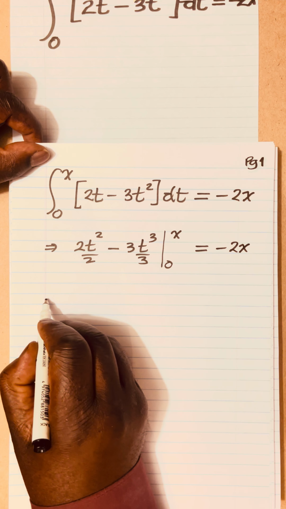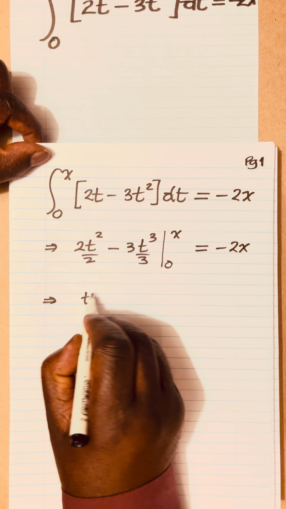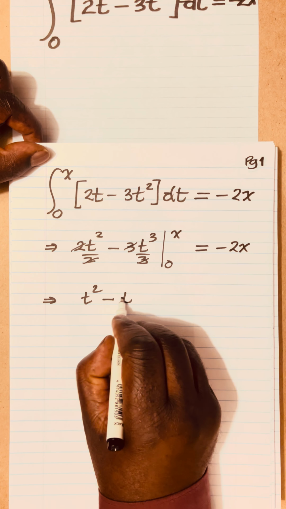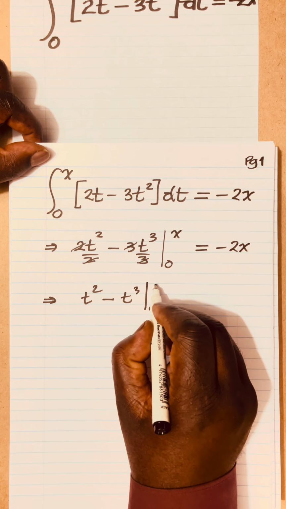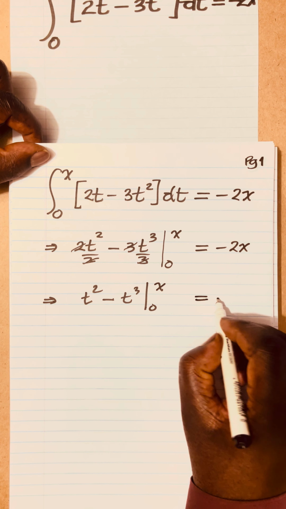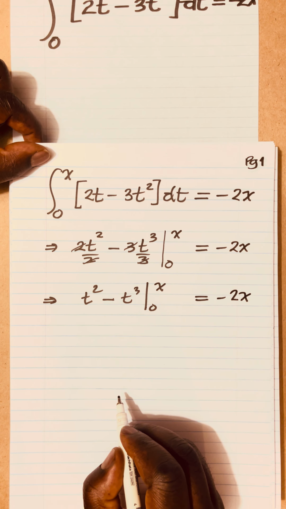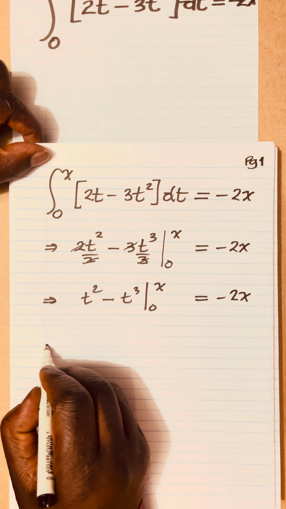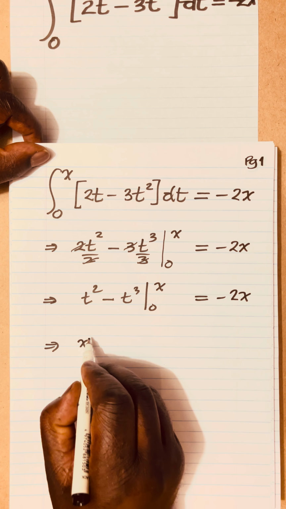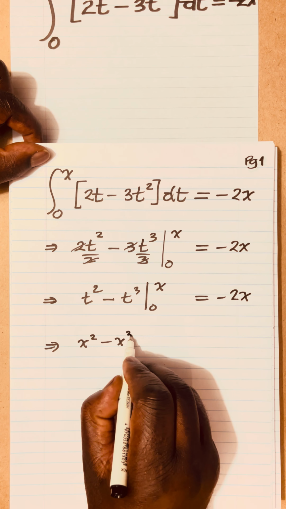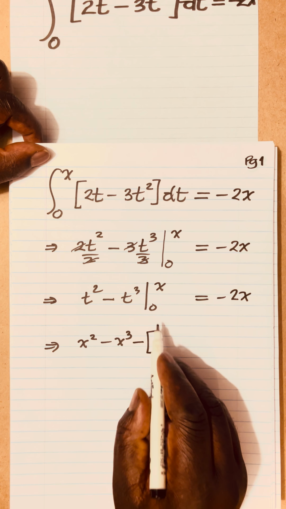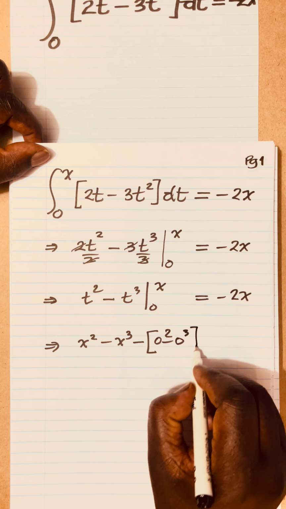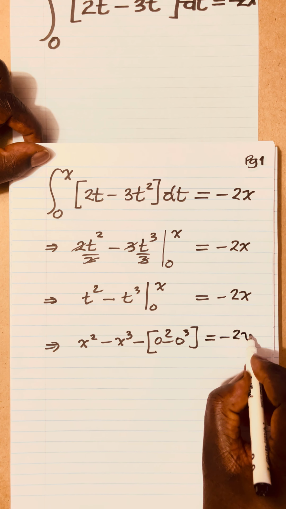Let's simplify what we have on the left hand side. This is t squared because these cancel, as you can see, minus t cubed. Limits of integration 0 up to x, and this is equal to minus 2x. Now we put x in that place and then put 0 and subtract. So this means x squared minus x cubed minus, open bracket, put 0 there and there now. 0 squared minus 0 cubed, and this must be equal to minus 2x.